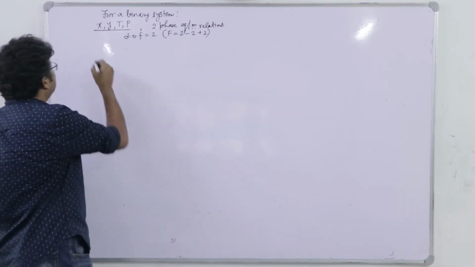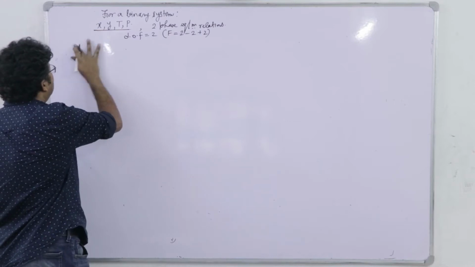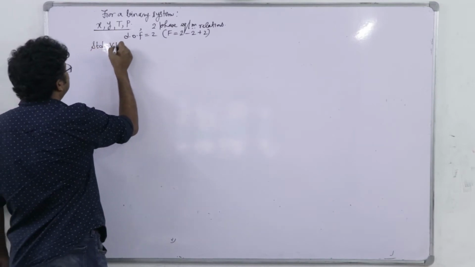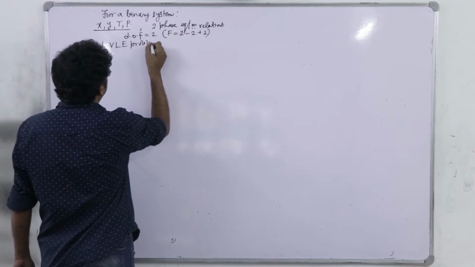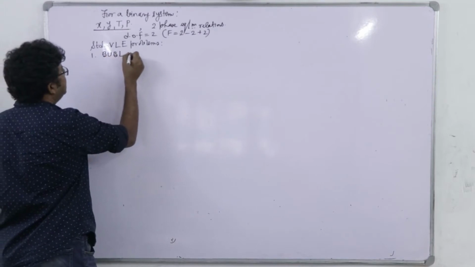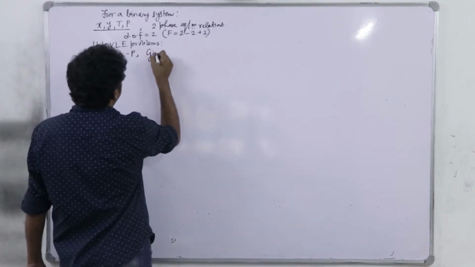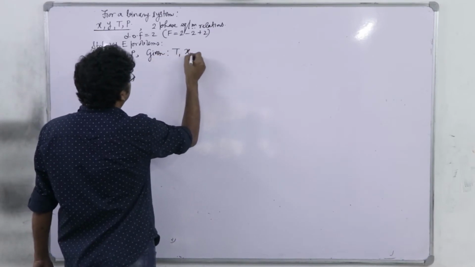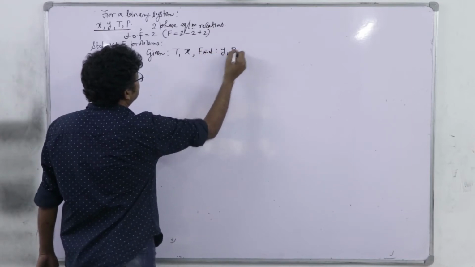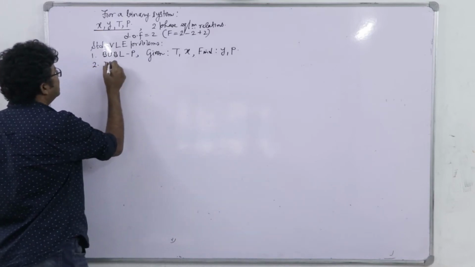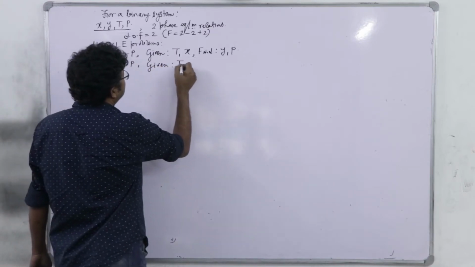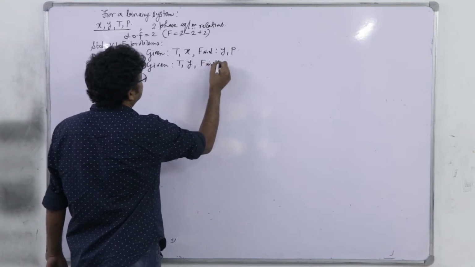So, let us first state the different standard VLE problems. The first one is called bubble P. Given T and x, find y and P. Second, dew P. Here T and y are given, find x and P.